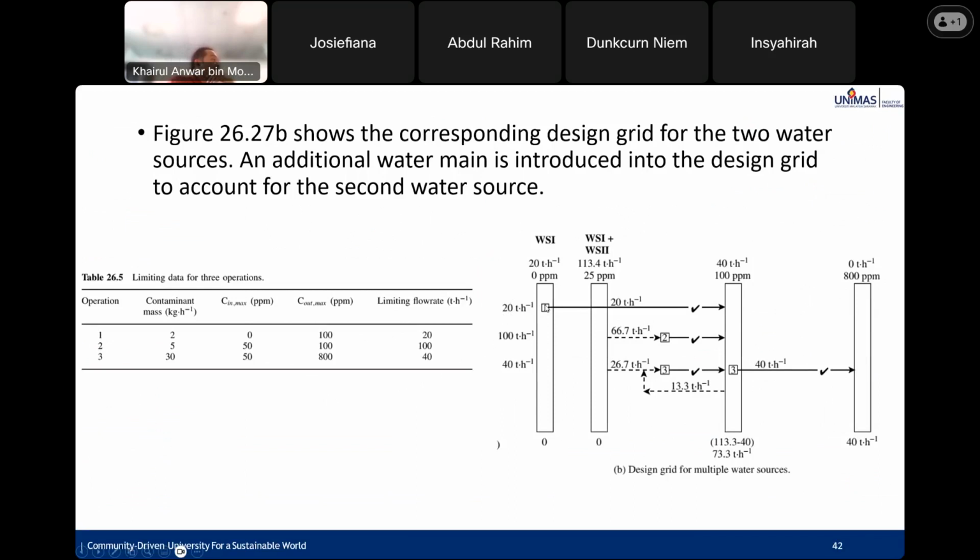So it's starting from 0 to 100, passing through the second water main, which is a mixture of the two water sources. So here you have 0 to 25 and 25 to 100 ppm. The second one is from 50, but the source is from both water sources until 100 ppm. So 66.7 here can be calculated, right?